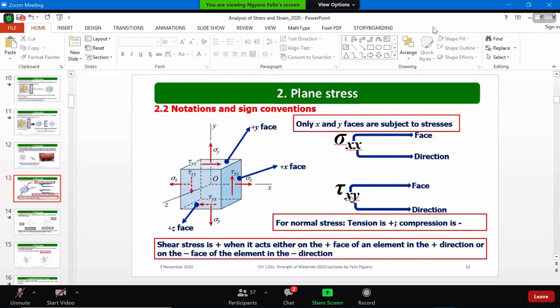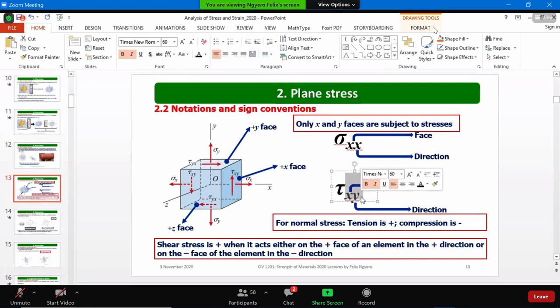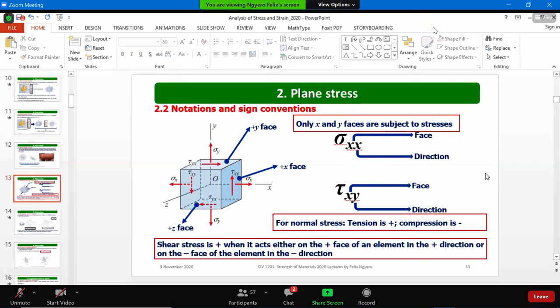For shear stress, like tau xy, the first subscript denotes the face on which the stress acts, just like with the normal stress. The second subscript, the y, denotes the direction in which that stress acts. So when we say tau xy, we mean the shear stress tau xy is acting on the x face of the element in the y direction.